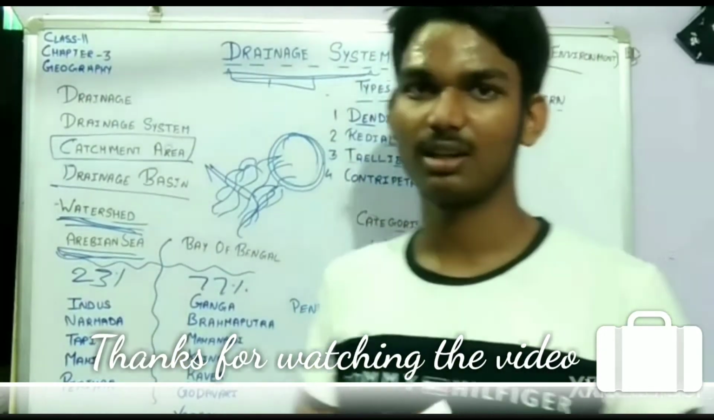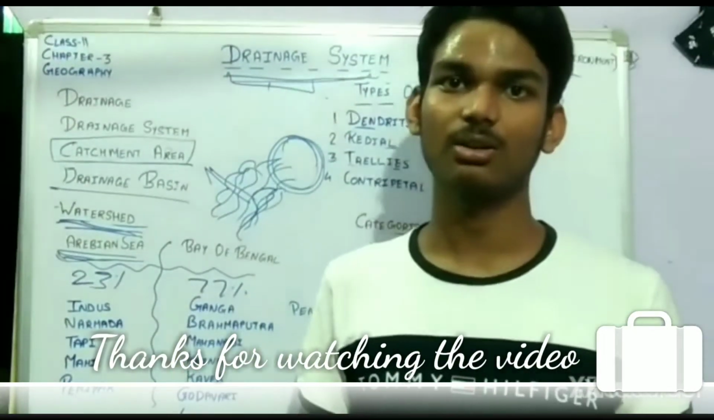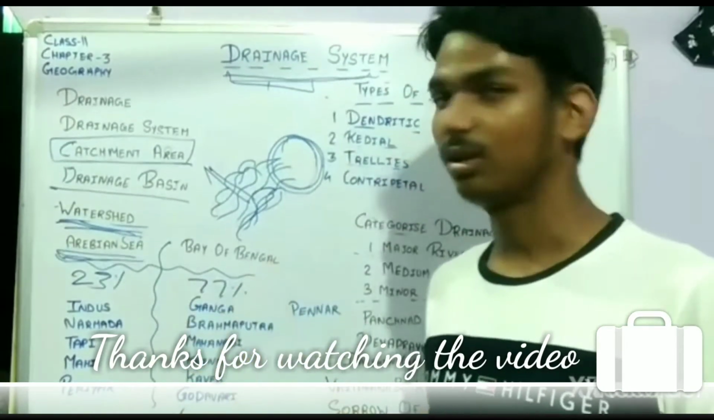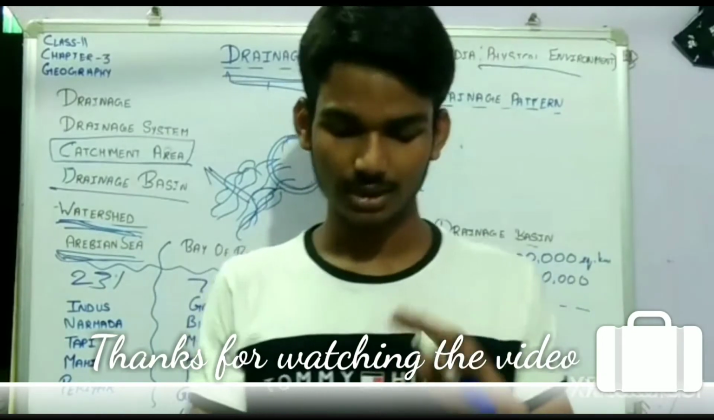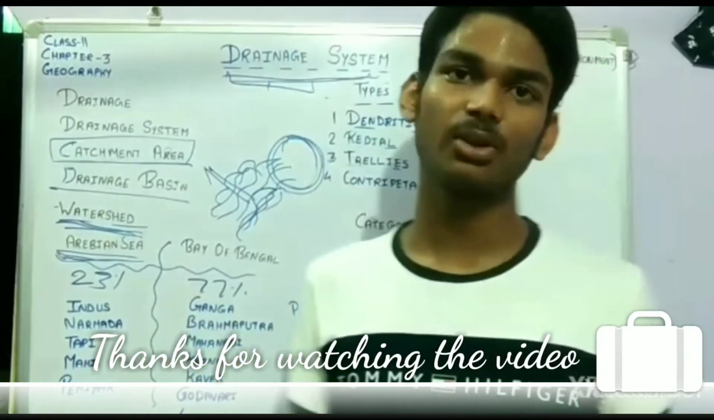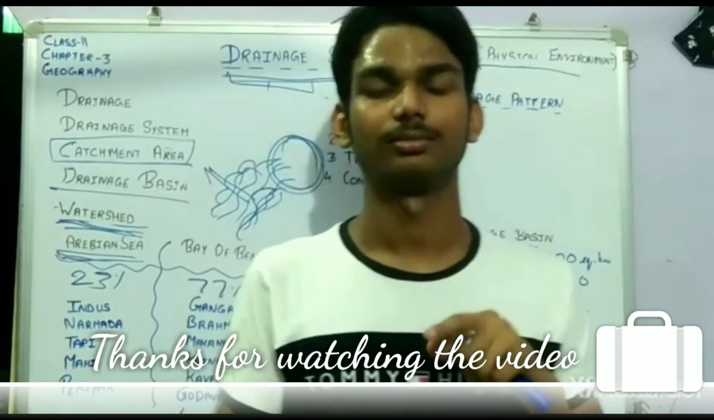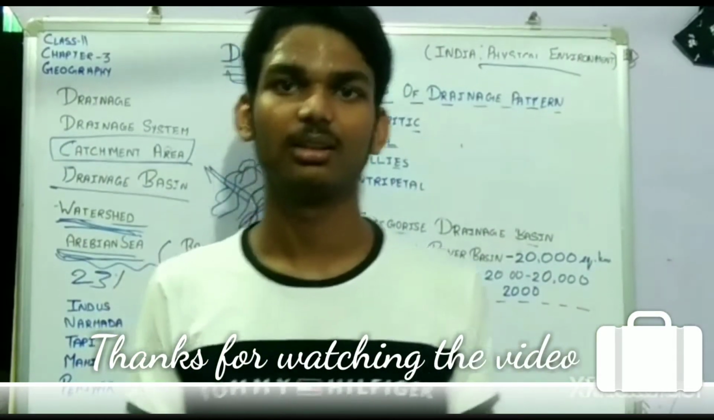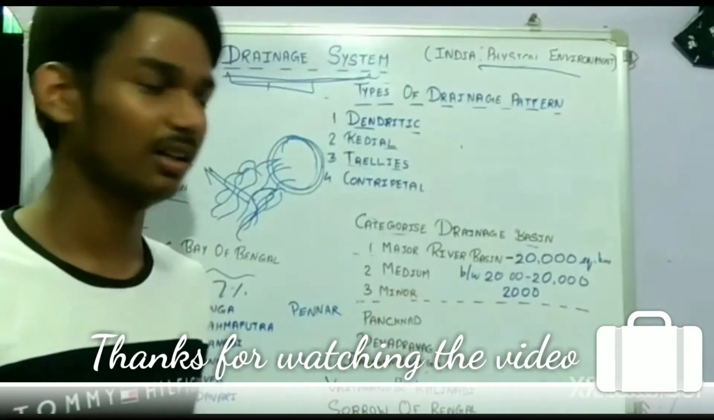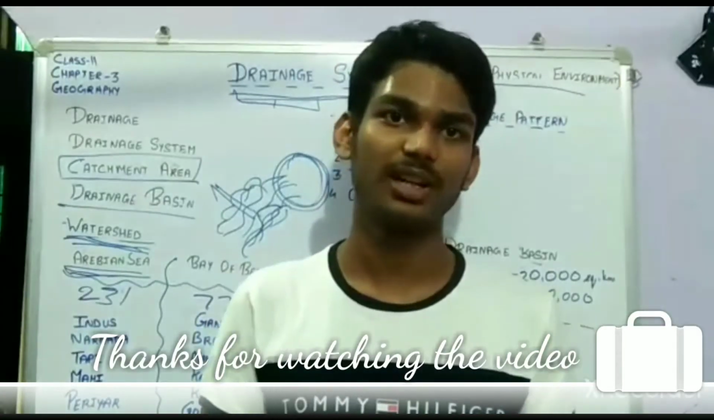Now the Bay of Bengal. It consists of 77% of the water discharge area. The rivers which discharge their water in the Bay of Bengal are Ganga, Brahmaputra, Krishna, Kaveri, Godavari, Mahanadi.